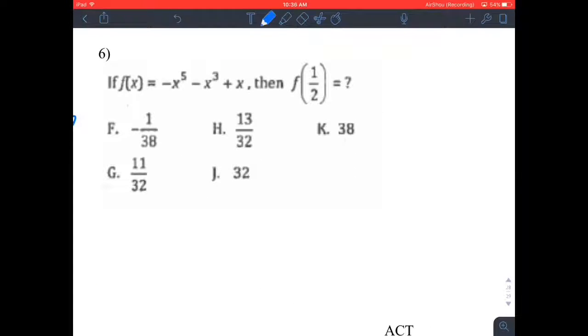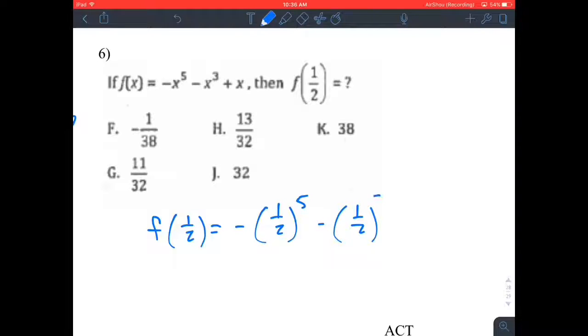Number 6. Putting in a half. Oh, bother. When you substitute, use parentheses. When you square a fraction, you square the top and you square the bottom both. So that means this is going to be a negative 1 to the 5th is 1. 2 to the 5th is 32, minus 1 cubed is 1, 2 cubed is 8, plus a half.